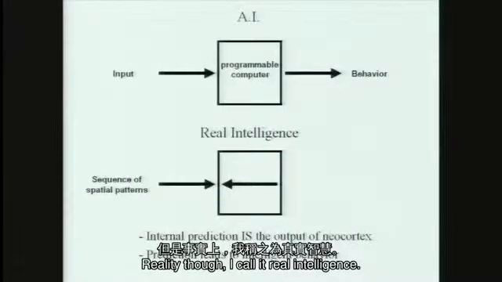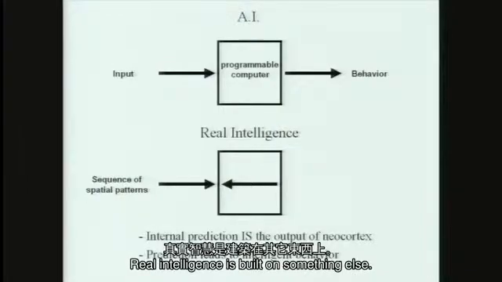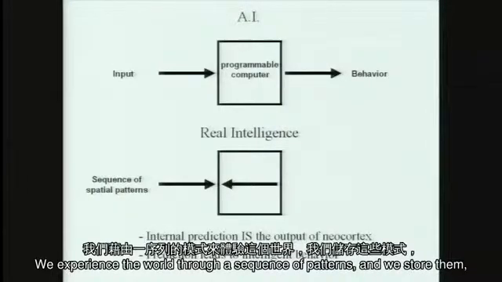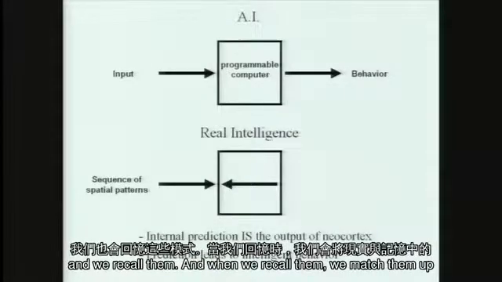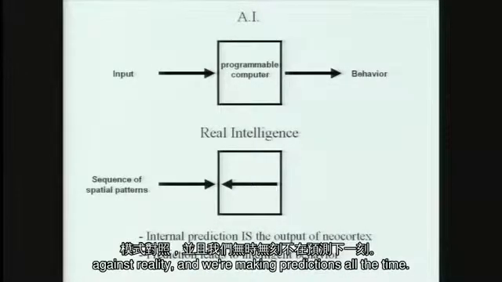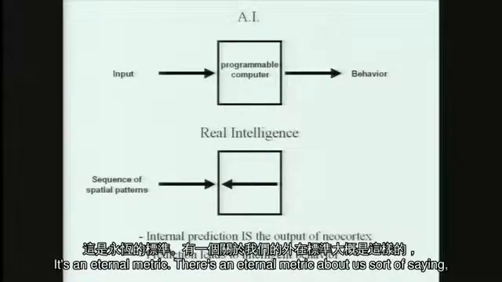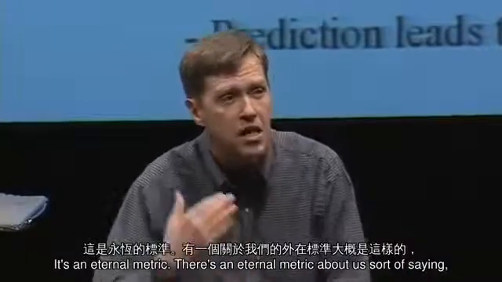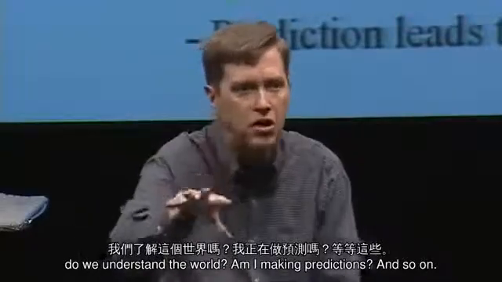Reality, though, I call it real intelligence. Real intelligence is built on something else. We experience the world through a sequence of patterns. And we store them, and we recall them. And when we recall them, we match them up against reality, and we are making predictions all the time. It's an internal metric. There's an internal metric about us sort of saying, do we understand the world? Am I making predictions? And so on.